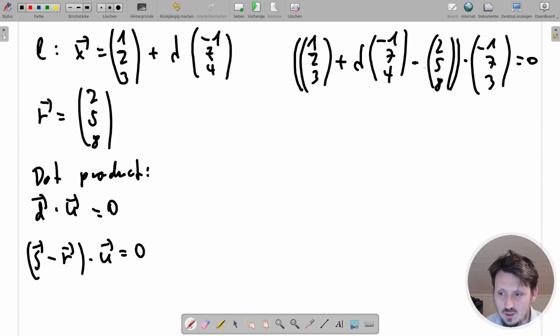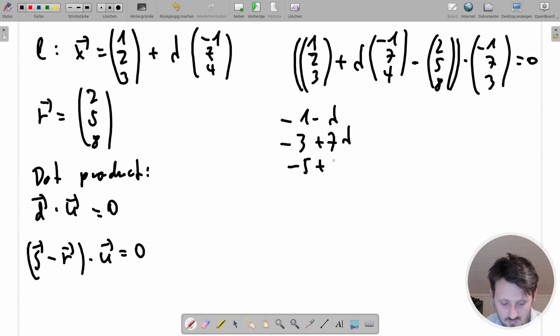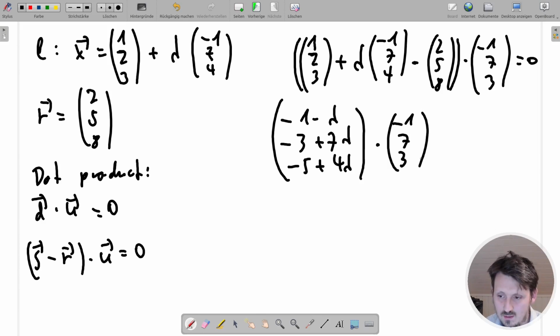So what we can do is subtract this vector from that one and write it as one vector. This sum of three vectors we can directly insert into one vector. So this would mean that we can write here (-1 minus lambda), (-3 plus 7 lambda), and here (-5 plus 4 lambda). This is just vector addition and subtraction.